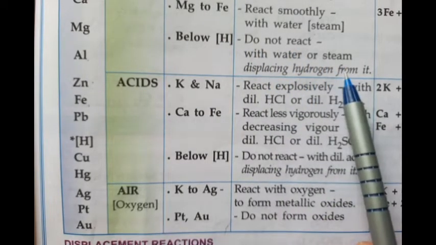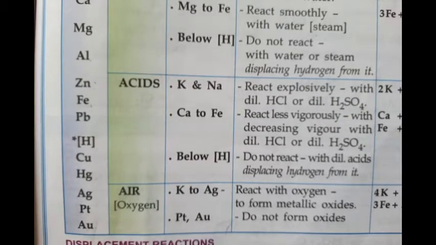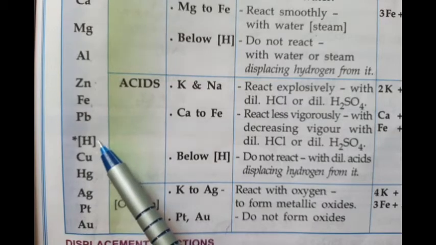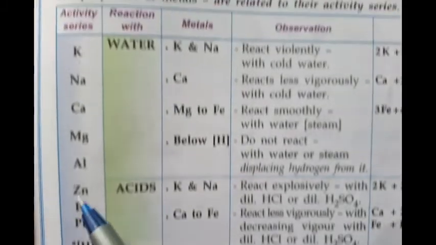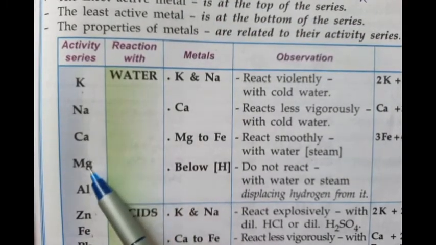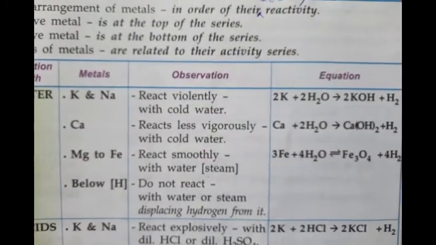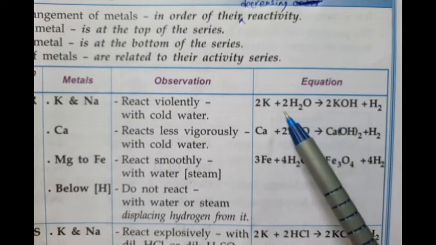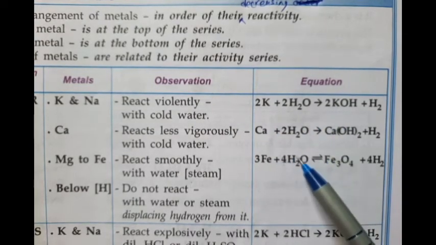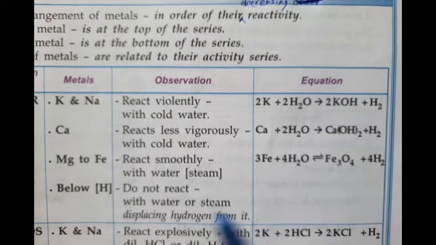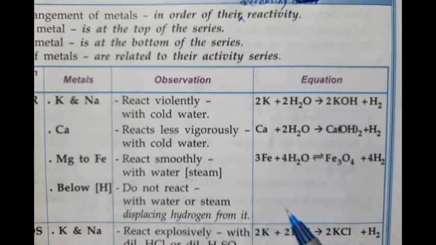They do not displace hydrogen. So which elements do not displace hydrogen? The answer is the elements which are below hydrogen in the reactivity or activity series. But the ones which are above hydrogen react with cold water and hot water to displace hydrogen. You can see the reaction, no need to learn it. These metals are above hydrogen, so they react with water, whether cold or hot, to produce hydrogen gas. But the ones below hydrogen don't react with water at all to produce hydrogen gas.